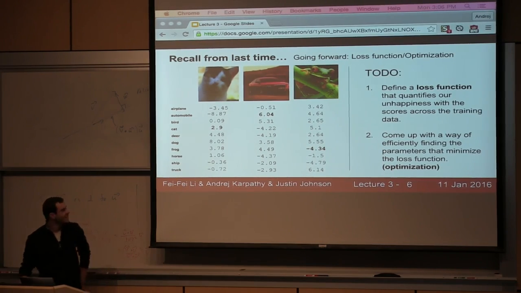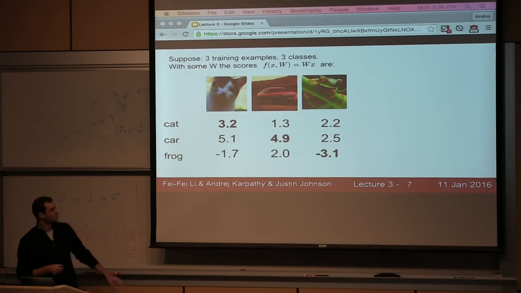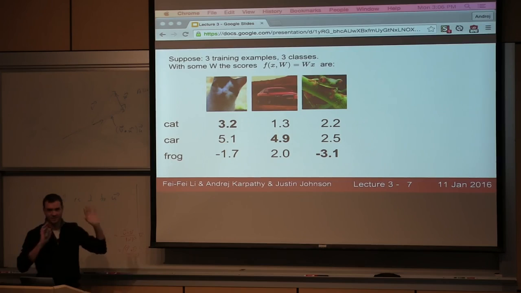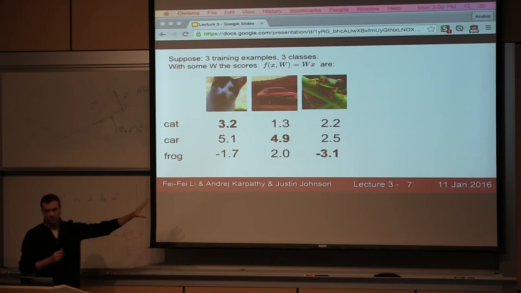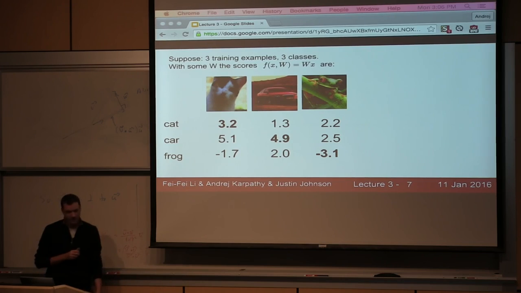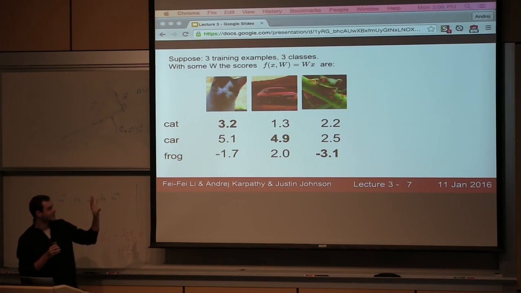Okay. So I'm going to downsize this example so that we have a nice working example to work with. So suppose we only had 3 classes instead of tens of thousands. And we have these 3 images, and these are our scores for some set of W's. And we're going to now try to write down exactly our unhappiness with this result.